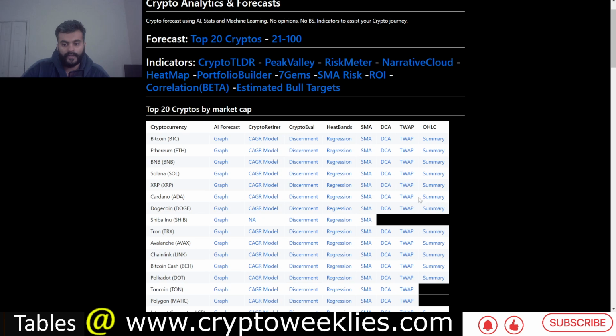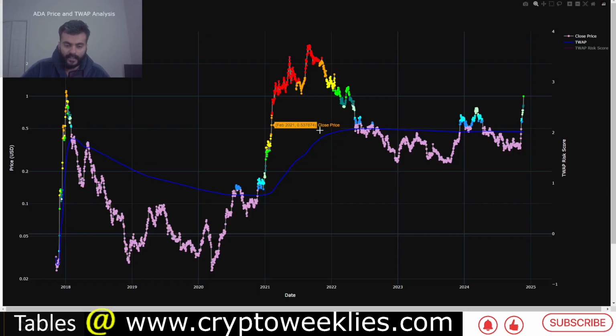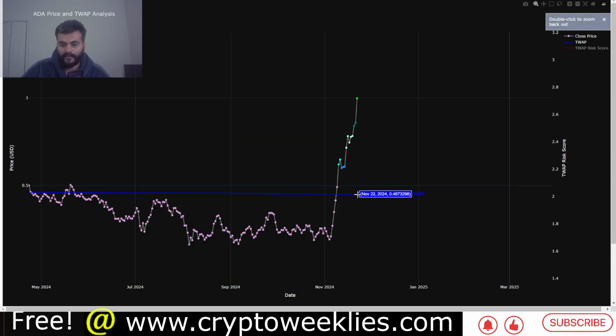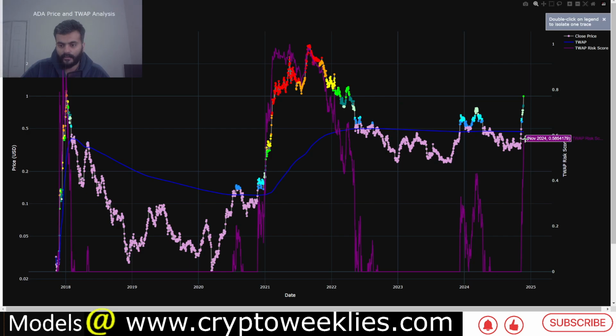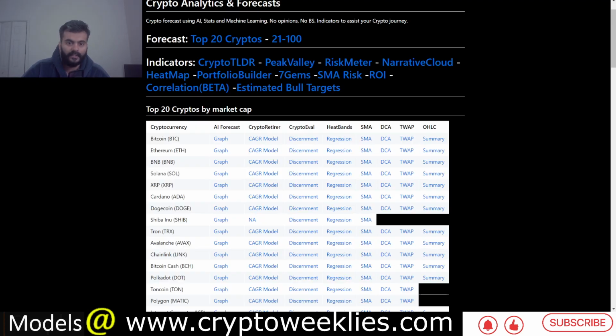The last model for ADA is the time weighted average price model. Checks in how the price is doing with respect to this blue line, which is the time weighted average price, which considers how much time the token has spent at some of the key price levels. Right now the price is at around $1, and the time weighted average price is at around 46 cents, and that represents, in terms of risk for accumulation of ADA, is at around 58%.